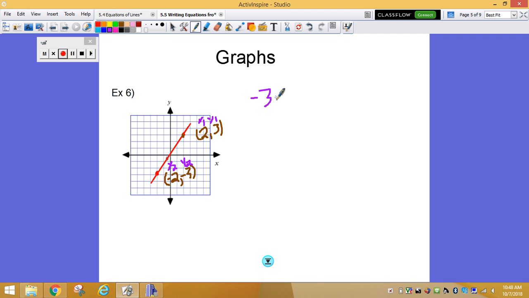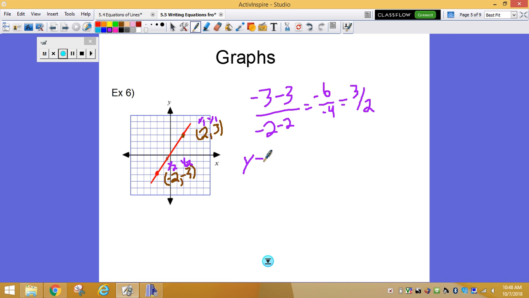So your slope, I'm going to have negative 3 minus 3 over negative 2 minus 2, which gives me negative 6 over negative 4. Divide that in your calculator, you'll get 1.5. I like to leave it as a fraction, so I'm going to leave it as 3 over 2. If you put 1.5, I'm not going to count it wrong, okay?